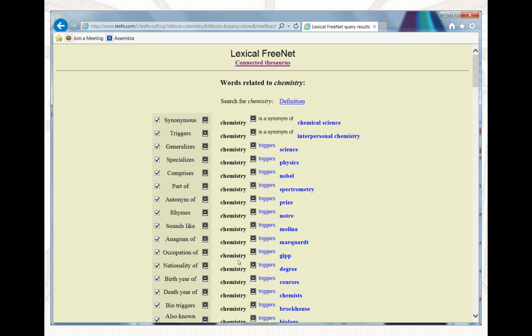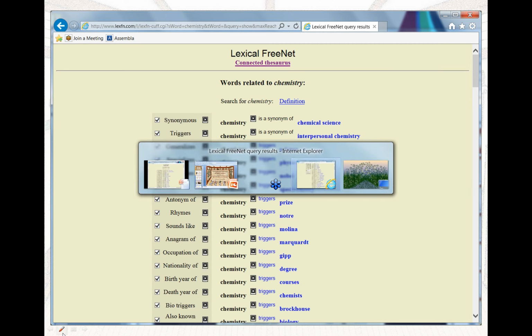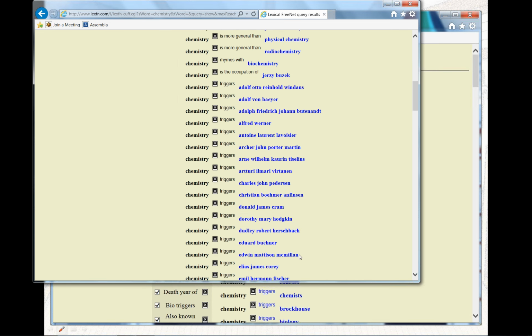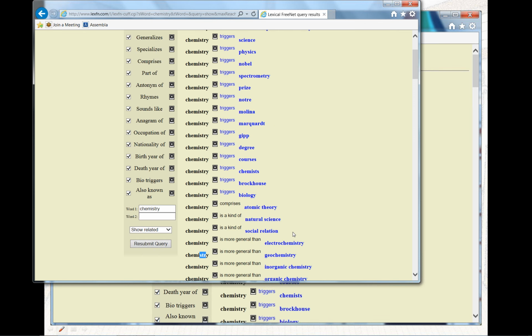It's lexfn.com, Lexapro Freenet, and it shows you sort of how you can build your taxonomy out from other things. You can see where it's synonymous, or it rhymes with, or it's antonym, or birth year, or who else it's with. I think I have an example of it up here. You can see chemistry is generalization of geochemistry. It rhymes with biochemistry. It's an occupation of, I don't know who Josie Berzik is, but we could find it if we wanted to. You can see important chemists farther down the list.